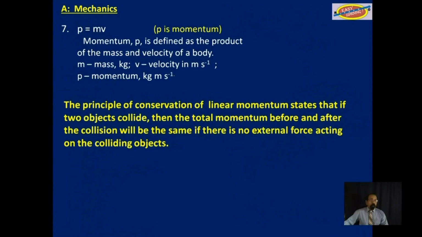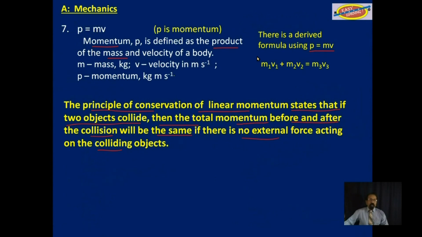meters per second. We said that momentum is defined as the product of the mass and the velocity of a body. There is a derived formula using P is equal to mv, and that makes use of the principle of conservation of linear momentum, which states that if two objects collide, then the total momentum before and after collision will be the same if there is no external force acting on the colliding objects.